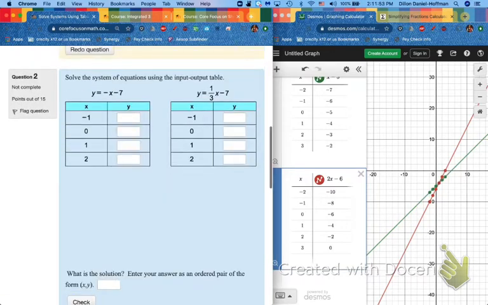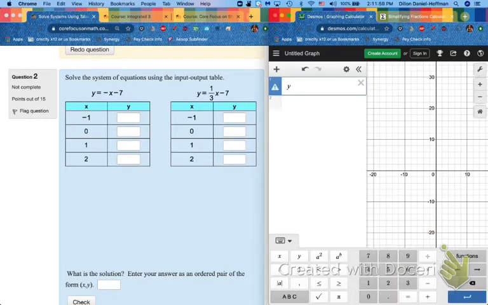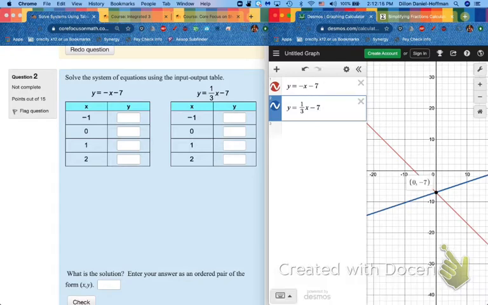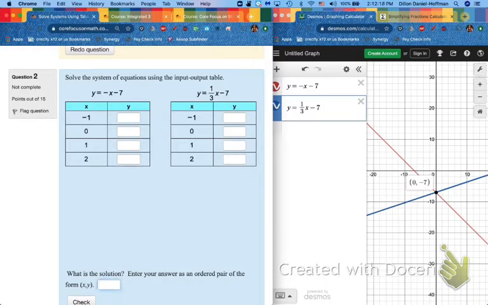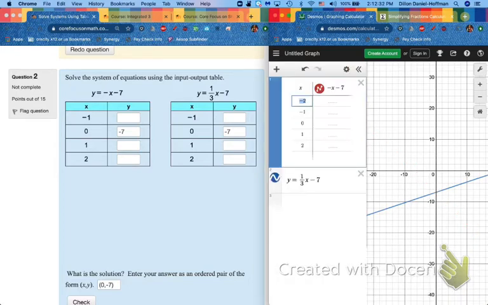Number 2, we're going to get rid of these equations and type our new ones. So I've got y equals -x minus 7. And I've got y equals 1/3 x minus 7. Okay, well, I could cheat a little bit and click in the middle, and I'll already know that my answer is going to be 0, comma, -7. So that tells me that each of these points are going to be at -7. But what about the rest? So let's go in and let's see with our graphs.